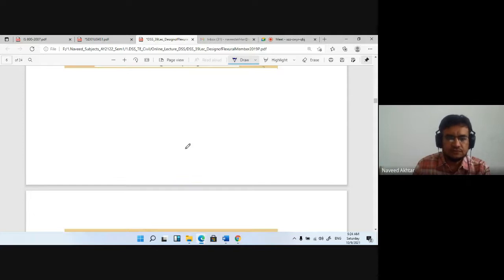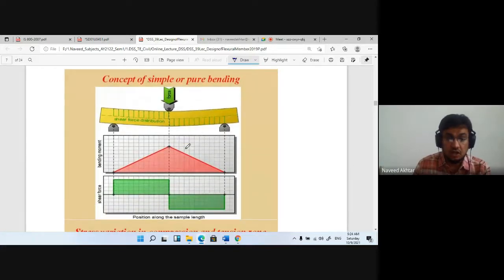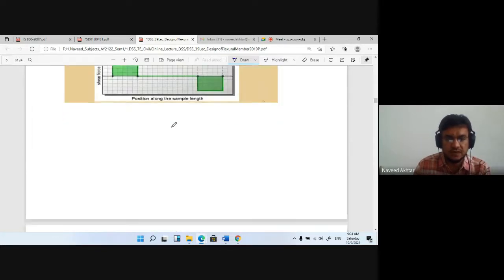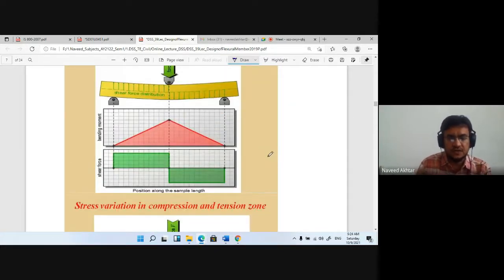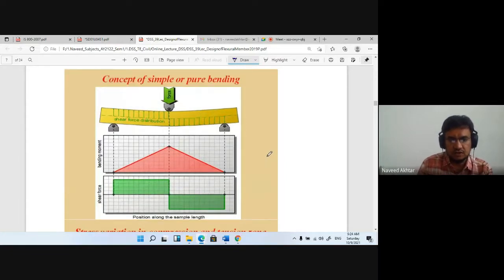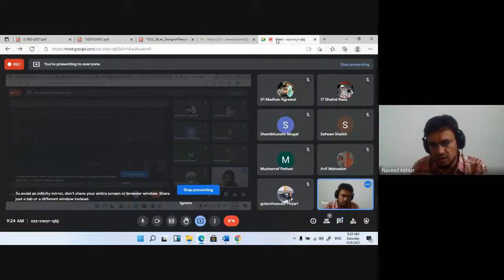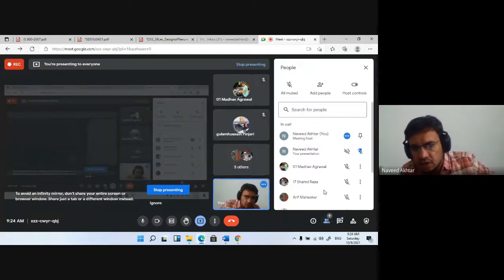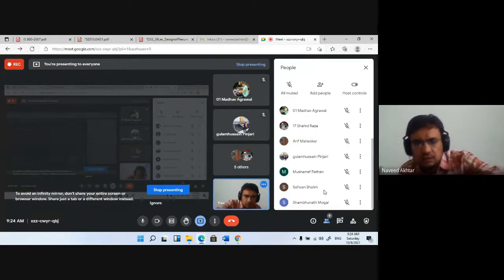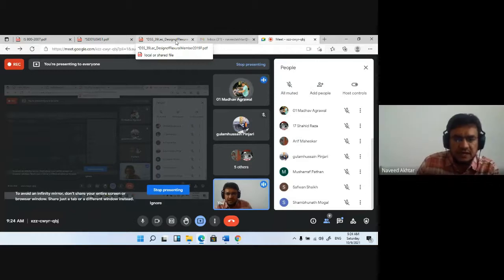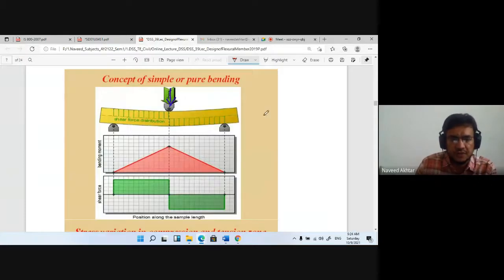Now the concept of simple or pure bending: you are seeing the pure bending case on a simply supported beam. How do we find it if there is a point load or concentrated load acting on the member? Are you getting it? Are all available? If my voice breaks or anything happens, you should inform me.